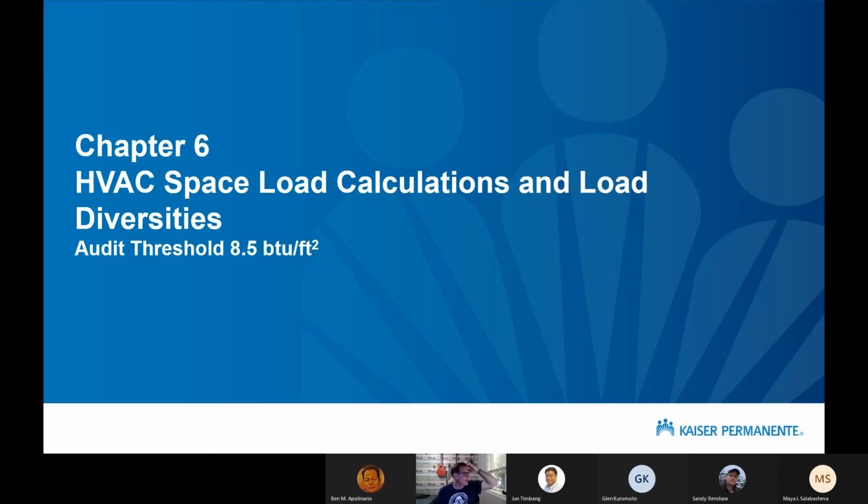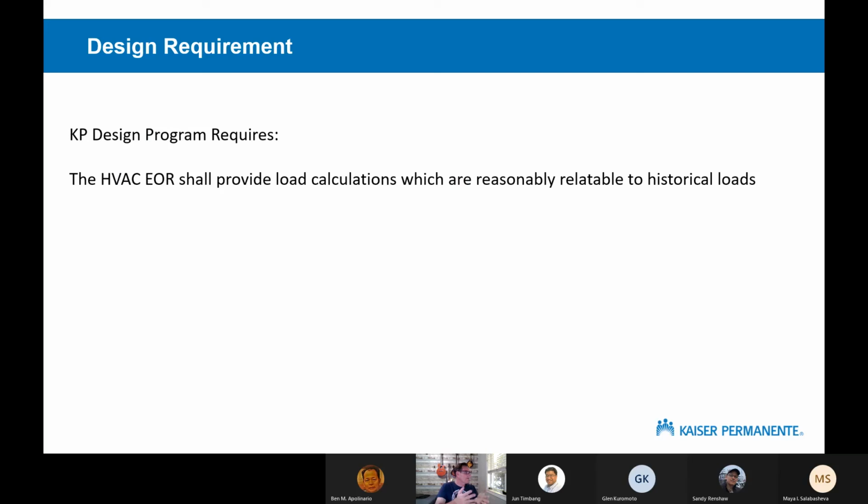In this section, we're going to talk about benchmarking and cooling loads and load diversities. Our design program requires that the engineer of record needs to provide load calculations, and we want those load calculations to be relatable to the historical loads.